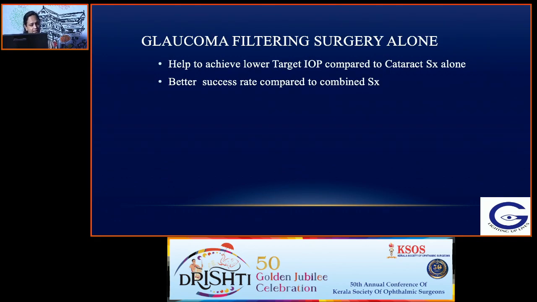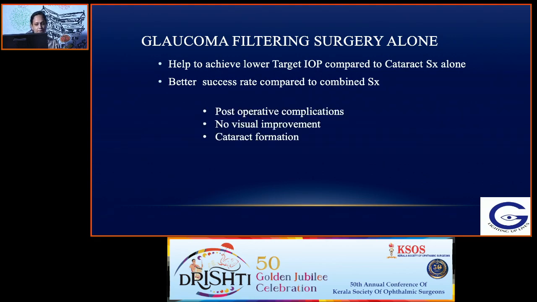Glaucoma filtering surgery alone helps to achieve a low target IOP compared to cataract surgery alone. So when you want a very low target, you may have to opt for a filtering surgery, and there is a better success rate compared to combined surgery if you do a filtering surgery first and then do a cataract surgery. But the problem with the filtering surgery is not the surgery per se, it is the identification and the management of post-op complications for the success of the bleb.